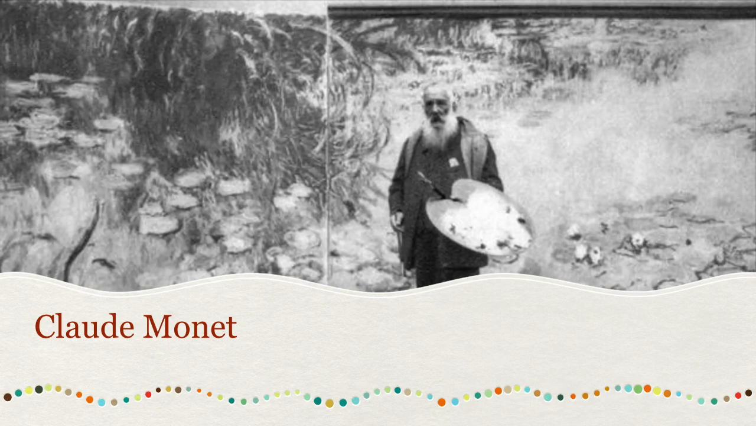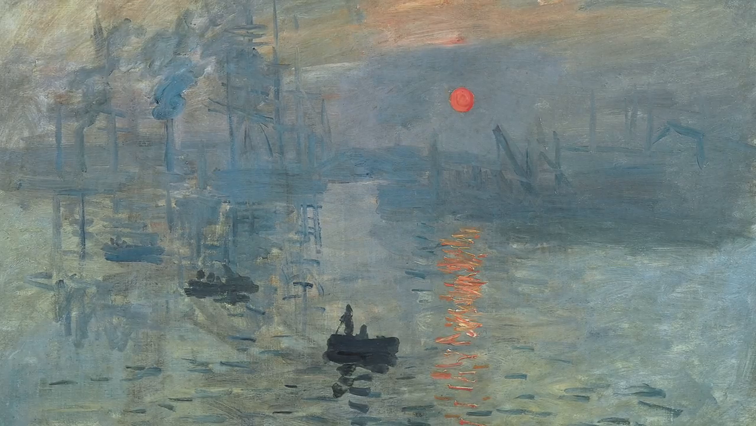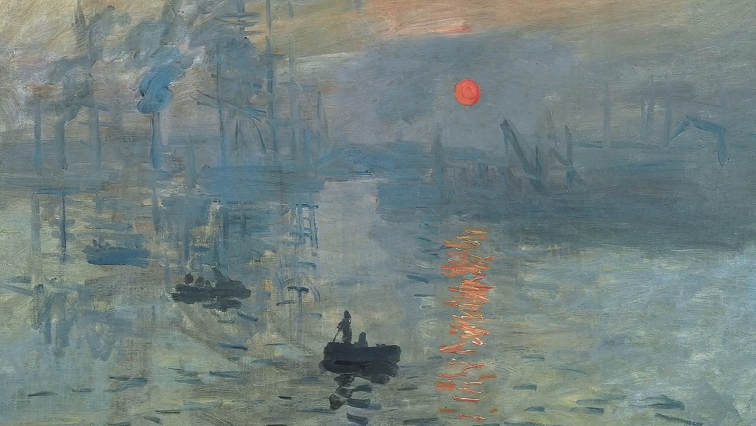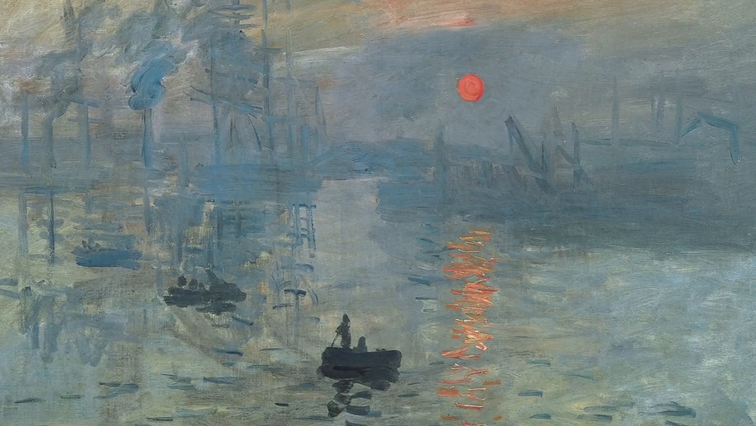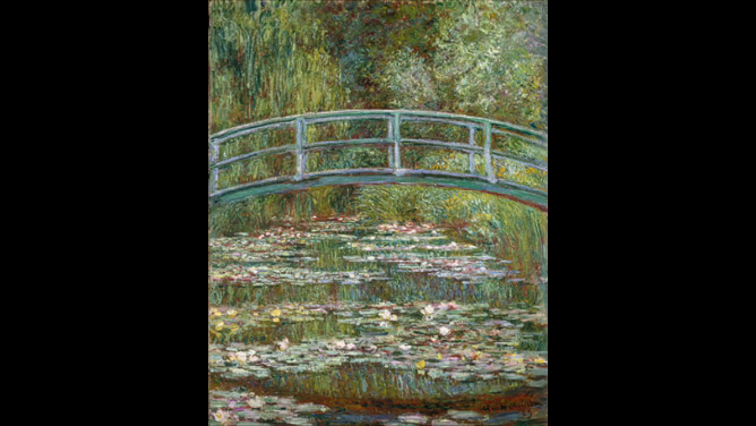Oscar Claude Monet was born in 1840 and died in 1926. He was the founder of the Impressionism movement. His first painting, Impression, Sunrise, rocked the art world of Paris. He's most well known for his impressions of Giverny.